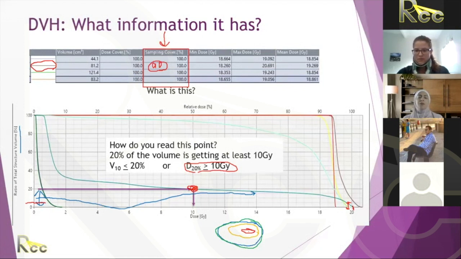Next lecture I will log into sampling coverage. I will log into the planning system that I have. I will make sure that I have a phantom somewhere there, so you don't see any patient information, and I will show you what I mean by sampling coverage. This is the calculation grid, the one in which you calculate. I have to show it to you. Next time, inshallah, I will log into my planning system for maybe just 1 minute and show you what I mean by calculation grid. Okay.